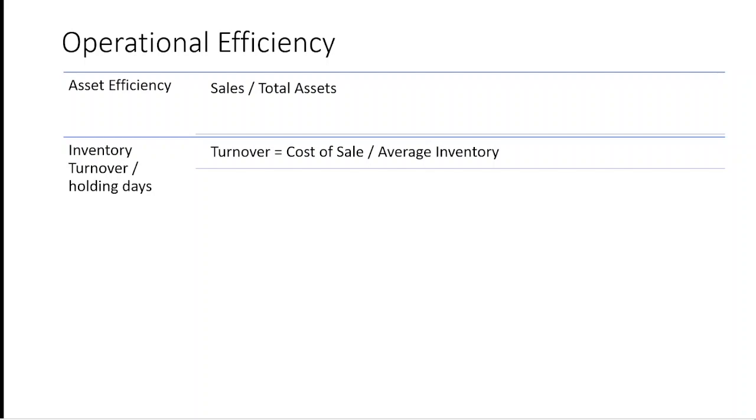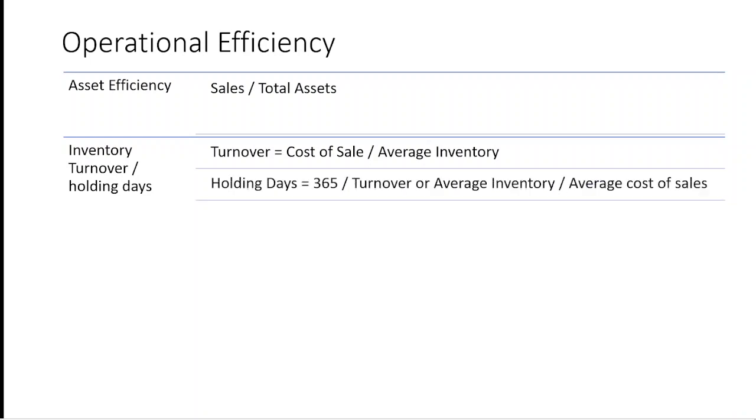Now, the other aspect of this turnover ratio is inventory holding days. What is the meaning of inventory holding days? It means how many days of inventory we hold on an average basis. The formula is 365 divided by the turnover we just calculated, or average inventory divided by the daily average cost of sales, meaning how much is the average cost of sales per day. By this we know how many days of inventory we are holding in our hands. That helps us understand whether we are able to sell fast or not.